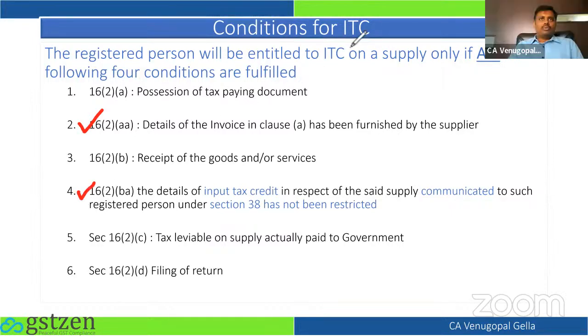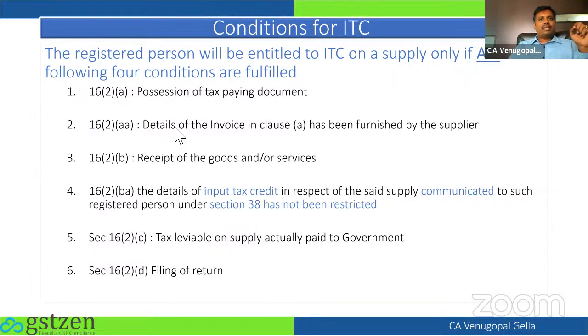Sections 16(2)(aa) and 16(2)(ba). Earlier, there were 4 conditions given. With the addition of these 2 conditions, it has become a total of 6 conditions mandatory to fulfill for availing the input tax credit. Let us see one by one.